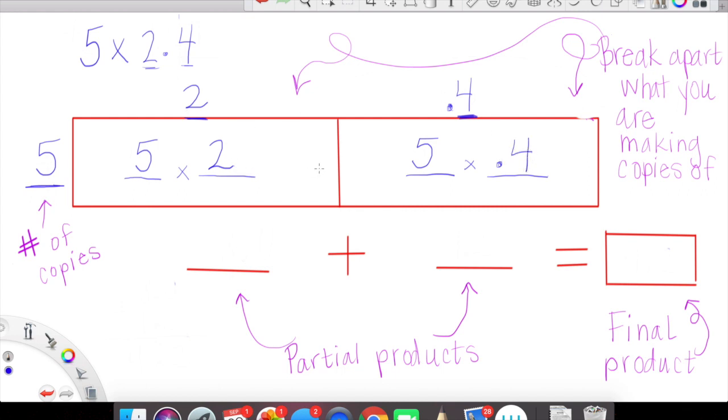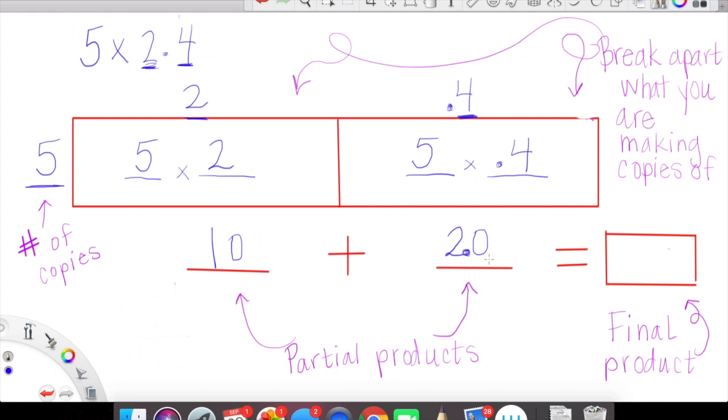Okay, so we have this labeled. Now let's look at our 2 partial products. We're going to have 2 partial products because we have 2 sections of the rectangle. We have 2 sections of the rectangle because the number that we're making copies of has 2 place values shown, ones and tenths. Okay, so now let's do our multiplication. 5 times 2 is 10. 5 times 4, see how I'm doing this, is 20. But this isn't 4 ones, these are 4/10. 5 times 4, 5 copies of 4/10 is 20/10.